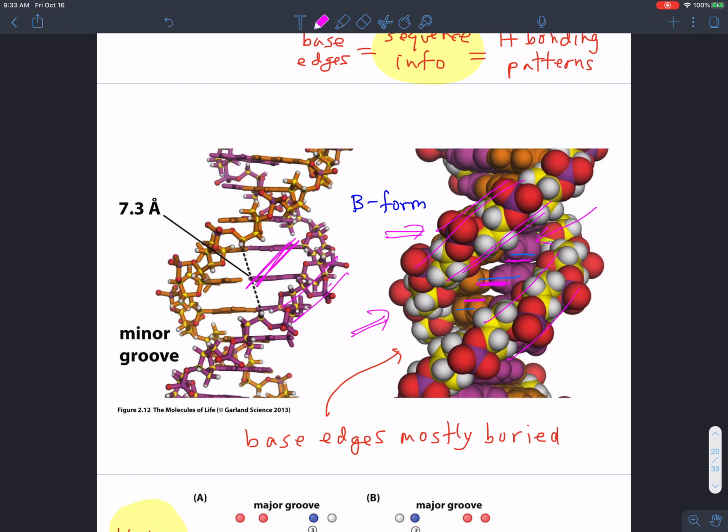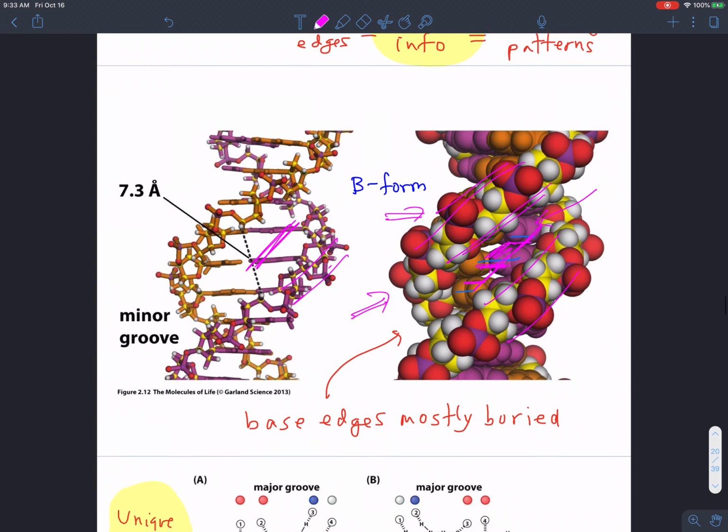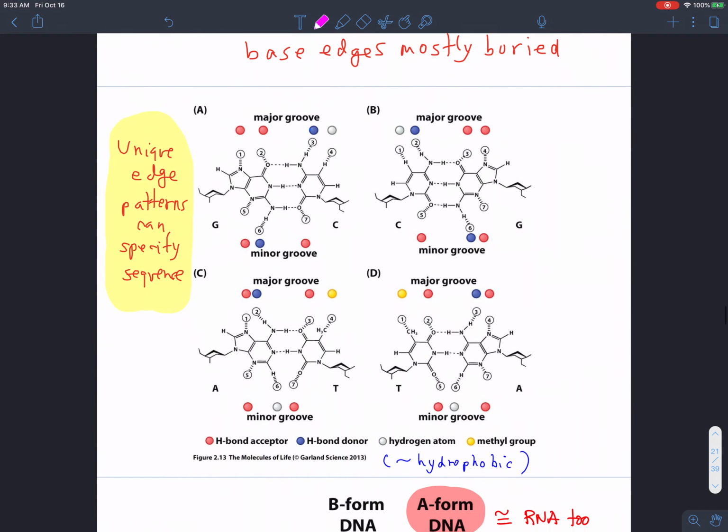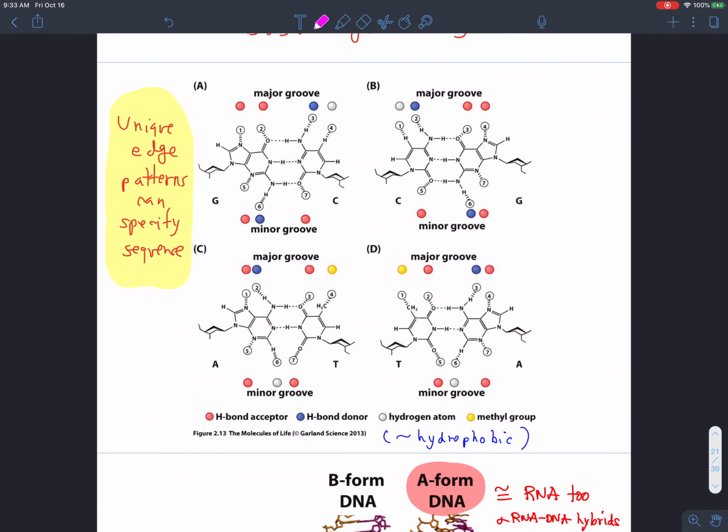Protein side chains, amino acid side chains can still get into this thing and still look at these edges a little bit. But it's much more restricted, much harder to get in there than it would be for the major groove. All right, what about those edges? What about the edges of the base pairs? What kind of ways can we use to recognize them?